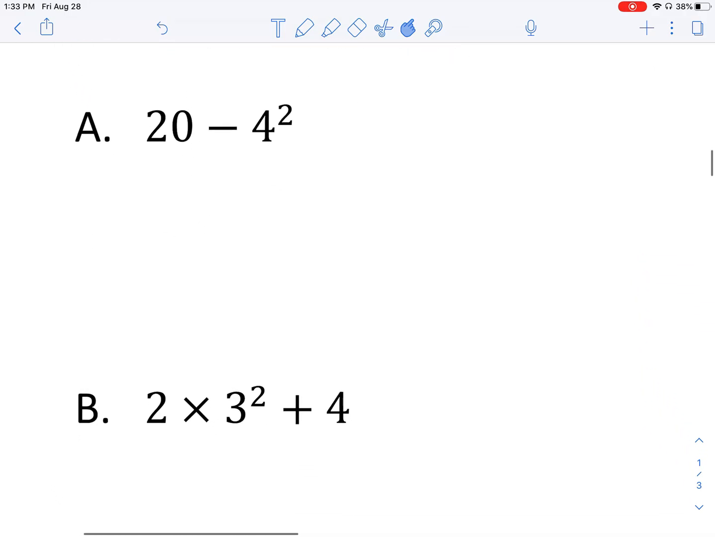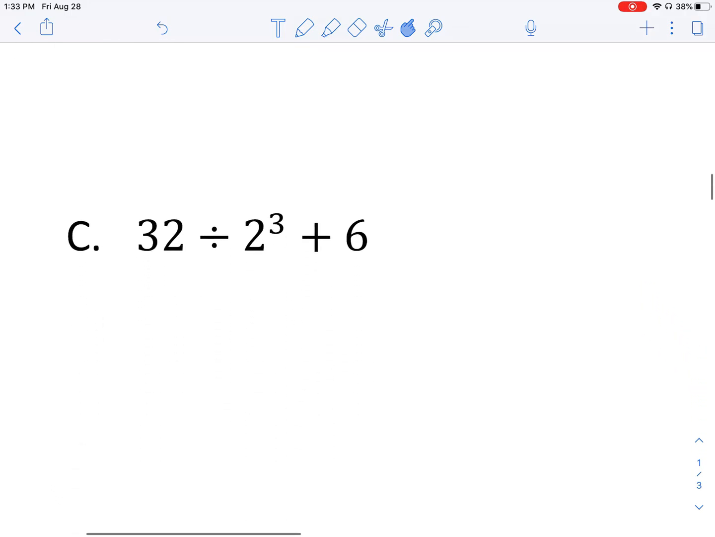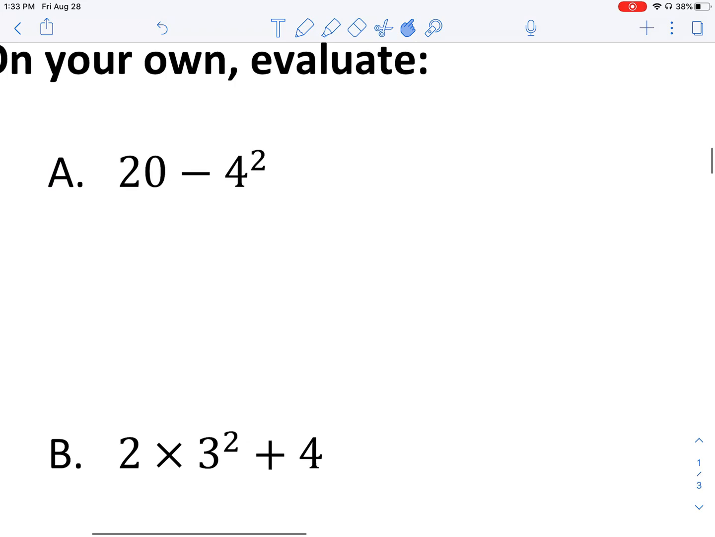On your own, take a shot at some of these examples. As before, I would pause the video, take a couple minutes, give them a shot, and then hit play again and check and see how you did.